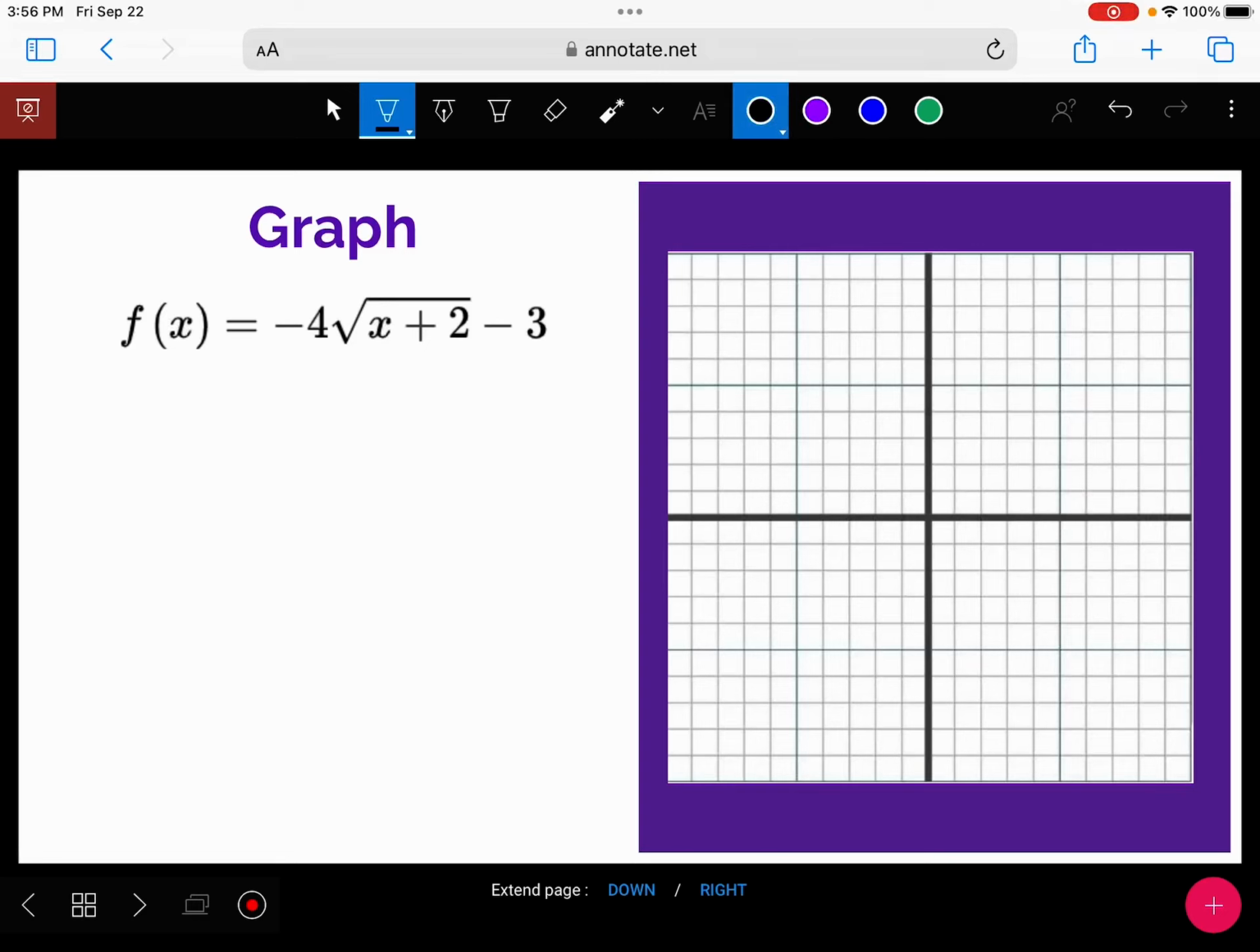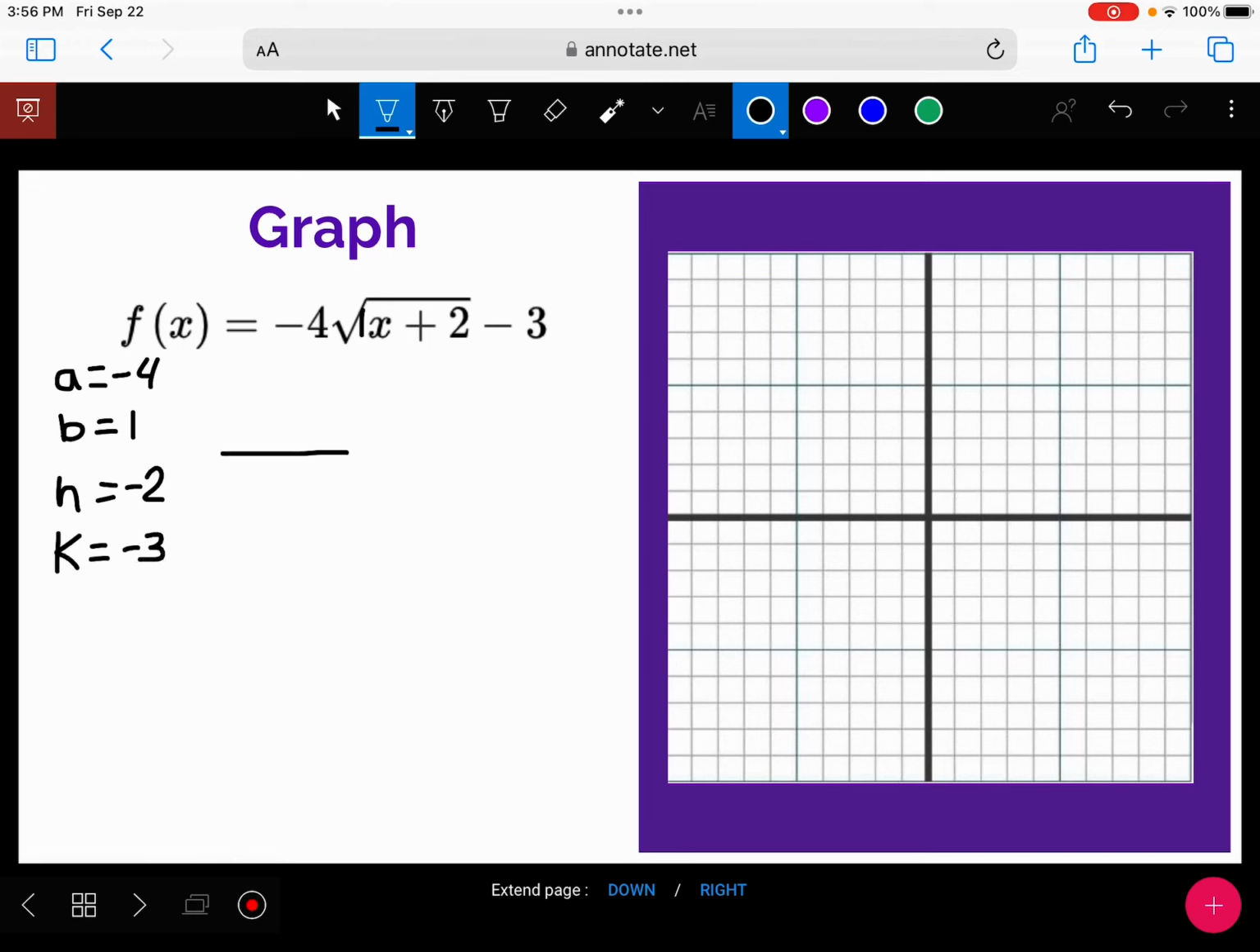To graph our square root function, we're going to do the same thing where we identify a, b, h, and k and use that same transformation table. So we're going to have our a here is -4. Our b here is just 1. We don't have anything multiplied in front of that x inside the square root. Our h is -2. Remember, it always has the opposite sign. And our k is -3.